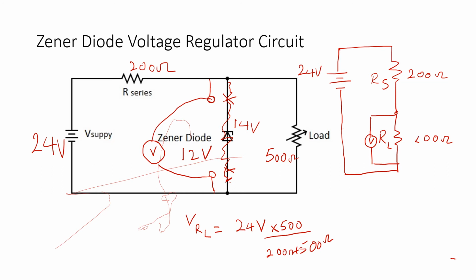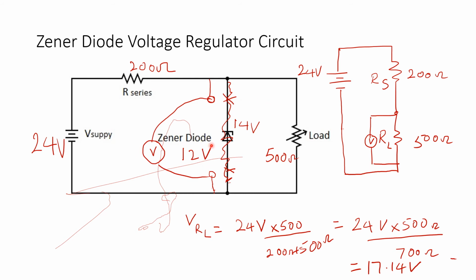So remember, we changed that to 500 ohms. So this gives us 24 volts multiplied by 500 ohms divided by 700 ohms. So 24 multiplied by 500 divided by 700 equals 17.14 volts. So in this case, you have 17.14 volts.